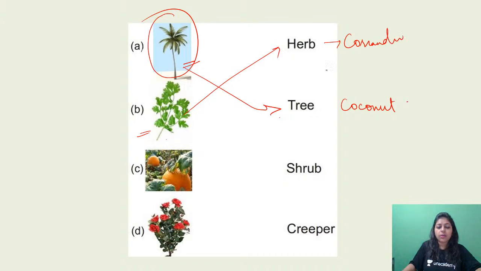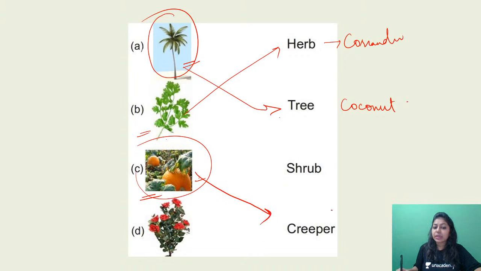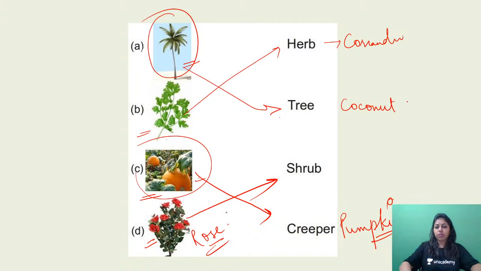Okay. So now then we have this thing. Tell me what is it? It is a pumpkin. You can see that now it is a pumpkin. How many of you love to eat pumpkin? So it is a creeper. This is a pumpkin, which is a creeper. And then we have this rose plant. What is a rose plant? You can write down. The rose plant is a shrub. Okay.